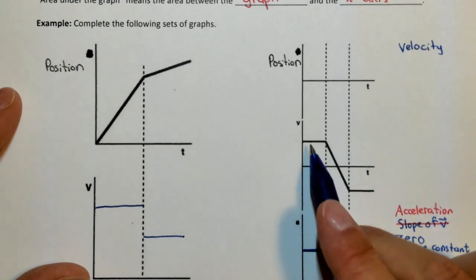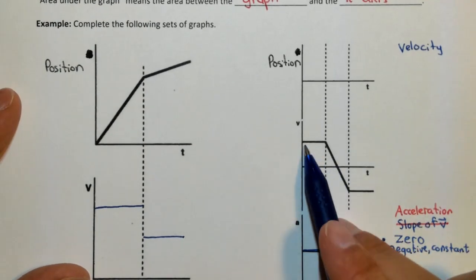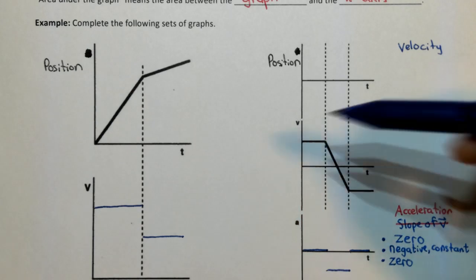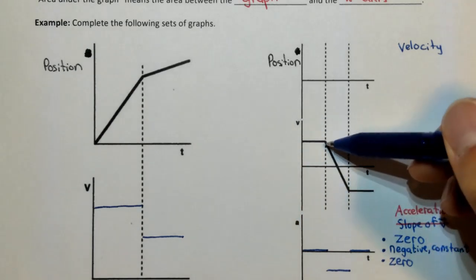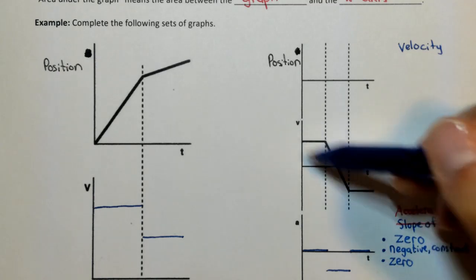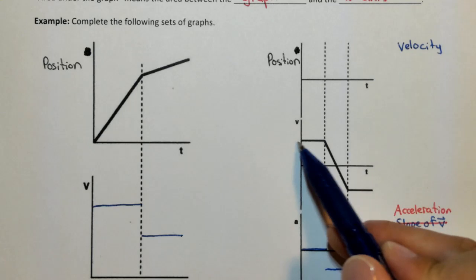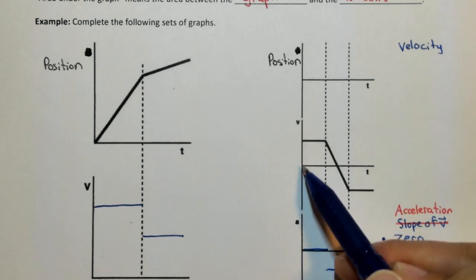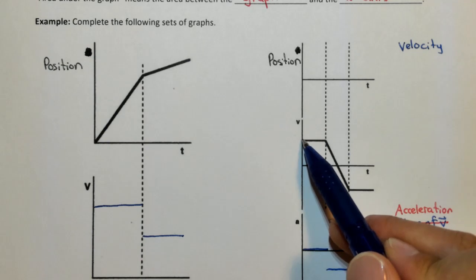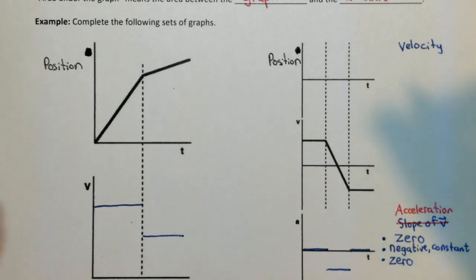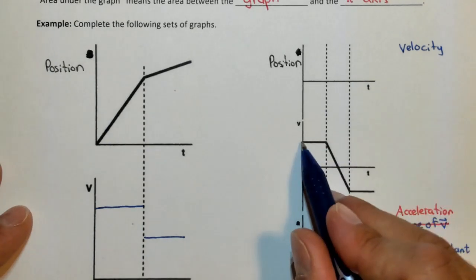So what do I know about the velocity here? Well, this velocity, remember I'm graphing velocity. So I'm really just looking at the value of this graph. Where am I on the y-axis? I start up here where positive numbers are. Negative numbers are down here, positive are up here. So I start on a positive number and I stay the same. The velocity is positive and it's constant.